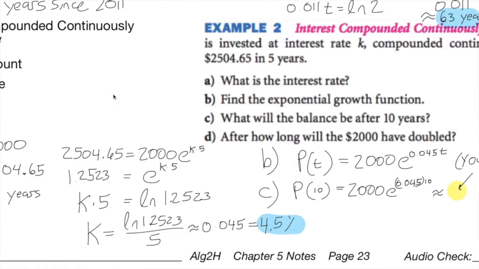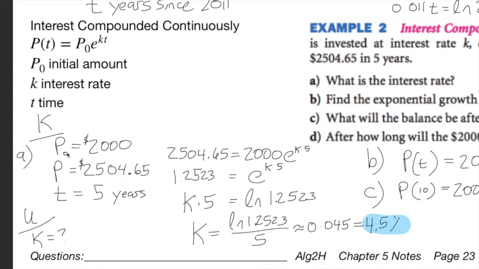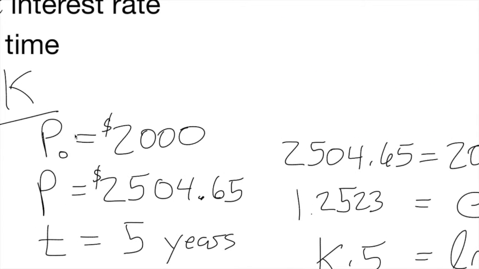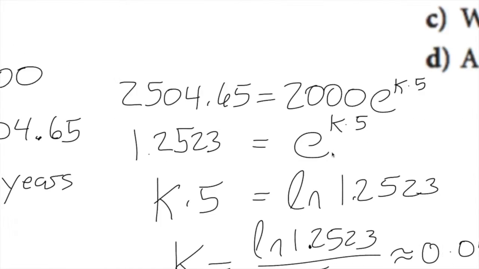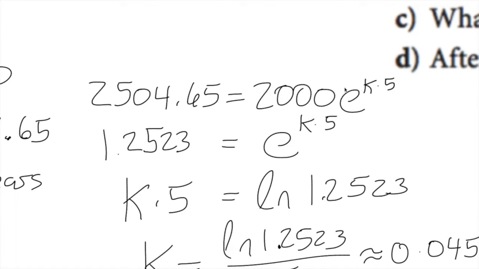So they give you all these knowns. If you know the initial amount, P0, you know the final amount here, and you know that it took 5 years to get from 2,000 to 2,504.65. So what you can do is plug all that into the formula, and what you don't know is the k, the interest rate.